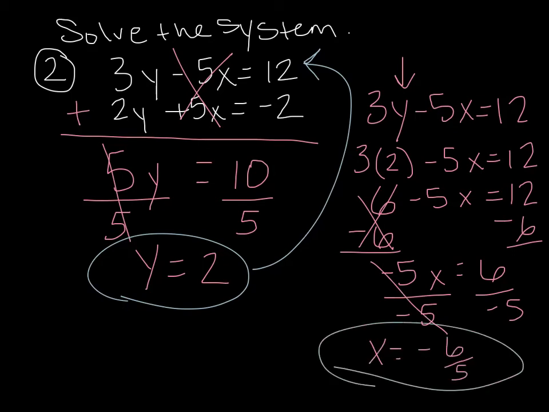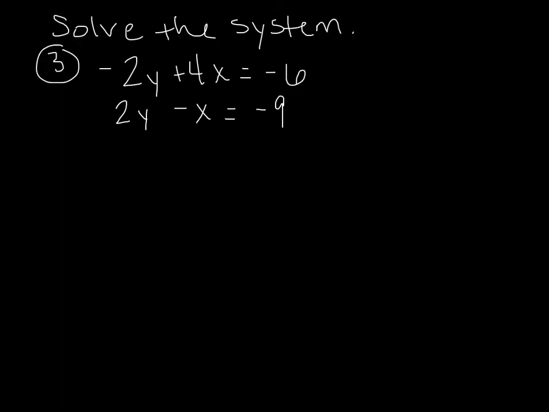Okay, so now I have my x and my y. My answer is the point at which the lines intersect. So my answer is negative 6 over 5, 2. If you did do a decimal, it was negative 1.2. Okay, remember your answer to a system is where the lines intersect. So your answer is the point. It has to be a point, x, y. Let's try one more.